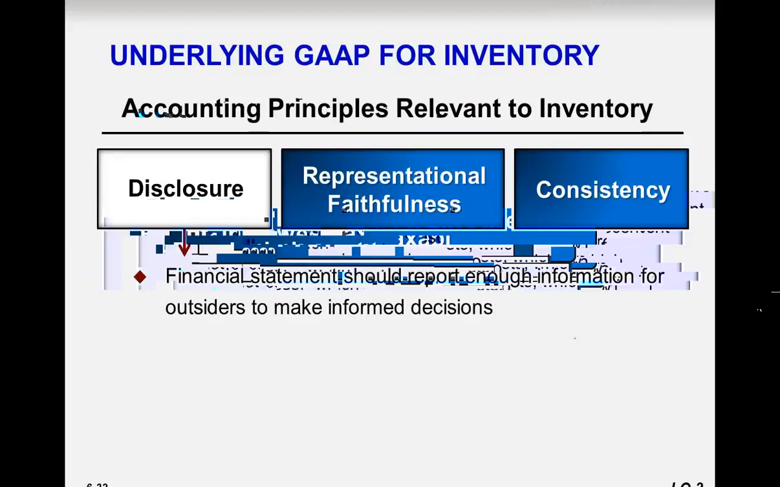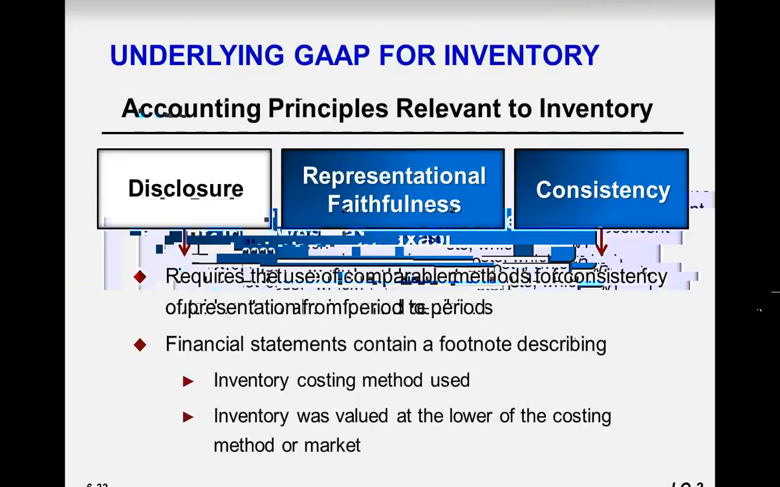And we must be consistent. So we have to have comparable methods for consistency from period to period. Our financial statement footnotes have to describe our costing method and if it was valued at lower of cost or market, which is another thing some people had asked about.